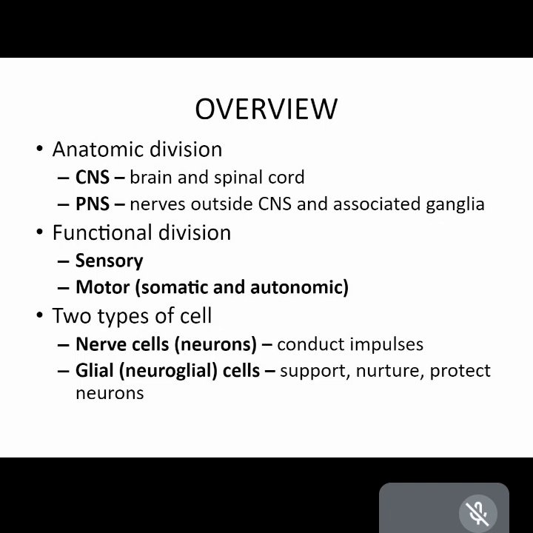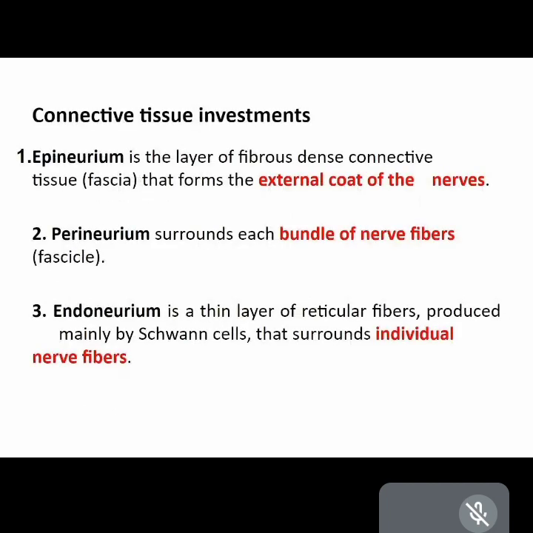Nervous system overview. The CNS and the PNS, the central nervous system and the peripheral nervous system. The CNS contains the brain and the spinal cord, and the PNS is the nerves outside the CNS and the associated ganglia. They are functionally divided into sensory and motor, with somatic and autonomic for the motor. There are two types of cells: the nerve cells or neurons, which conduct impulses, and the glial cells or neuroglial cells, which support, nurture, and protect the neurons.